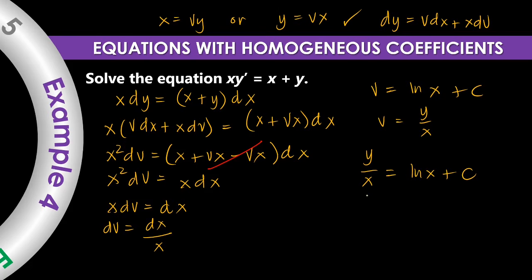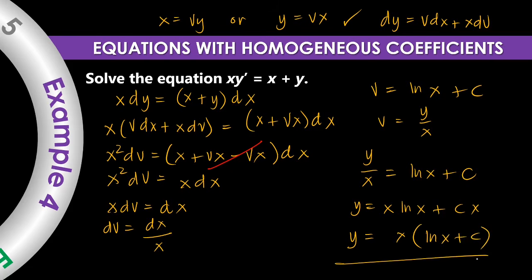So we can multiply both sides of the equation by x. So we will get y equals x ln of x plus cx, or y equals x times the quantity ln of x plus c. Okay, so this is simpler compared to this. So this is now our general solution. O, di ba? Ang dali lang? Sobrang dali. Walang kasing dali.